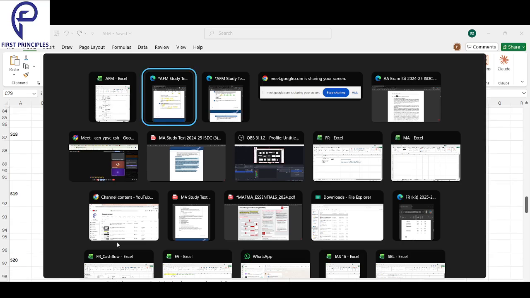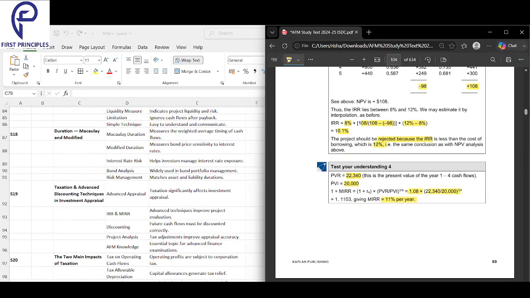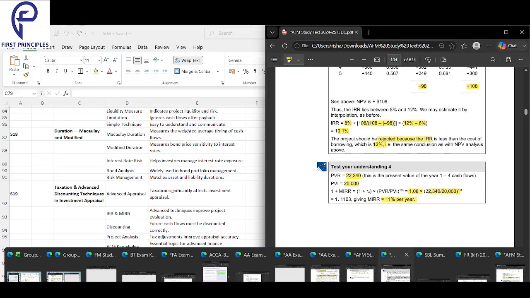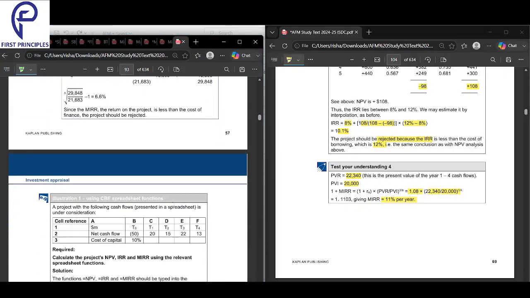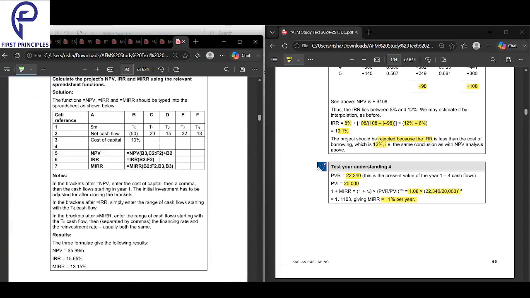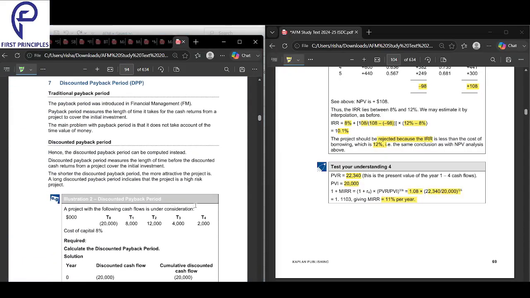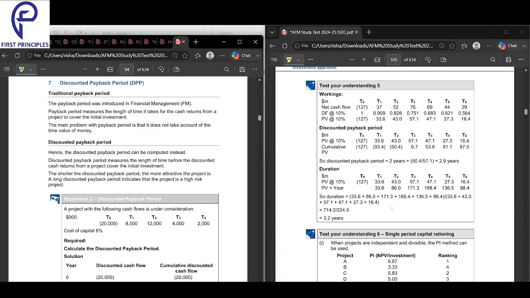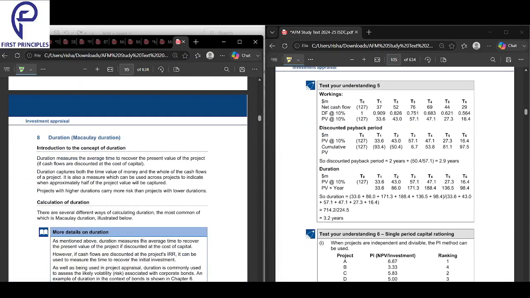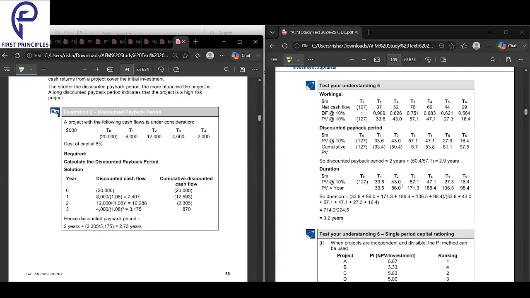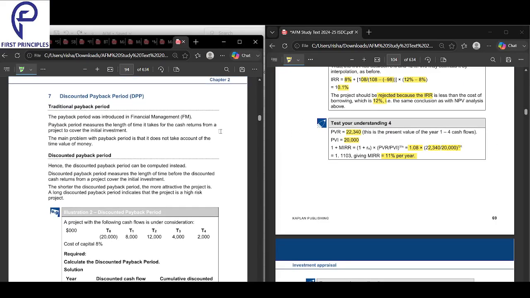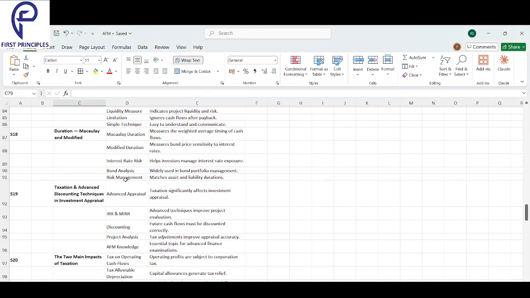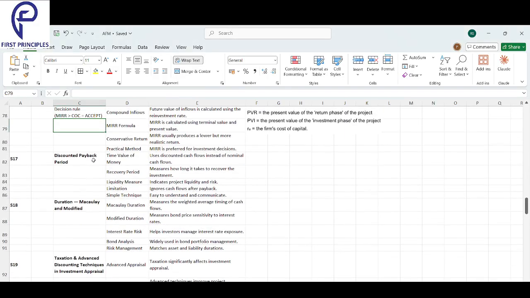Now let's look into discounted payback. That is done. Now let's look into the alternative way. You can do all this, but I think sticking to the formula is good to go. Okay, so we don't have a TYU on this. We just have the theory. So we'll just go through the theory, quickly get done with discounted payback, then we'll get into duration.